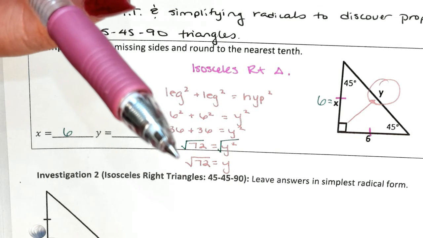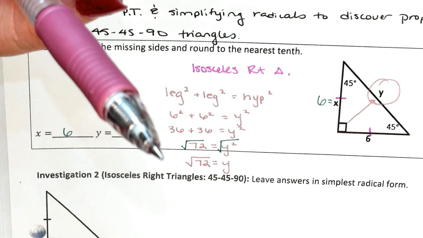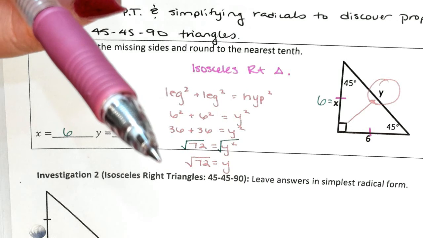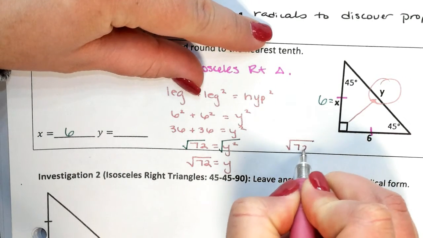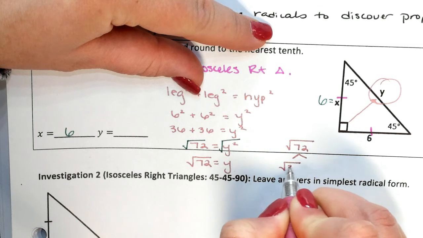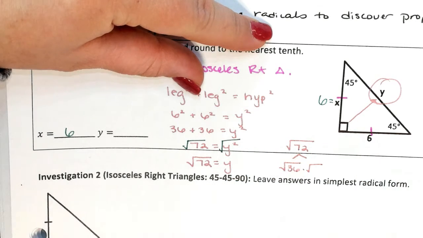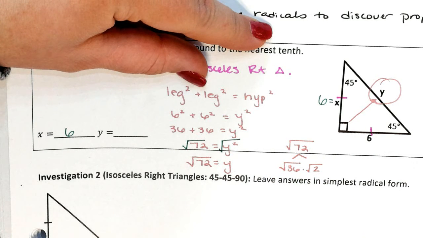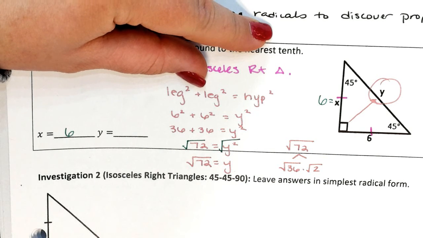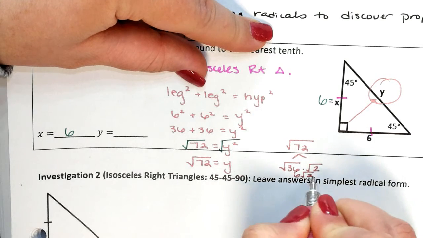So the square root of 72. What is a perfect square that goes into 72? 36. So the square root of 72 turns into the square root of 36 times what number? The 36 we chose because we can take the square root of it. What is the square root of 36? 6. So I have 6 square roots of 2.